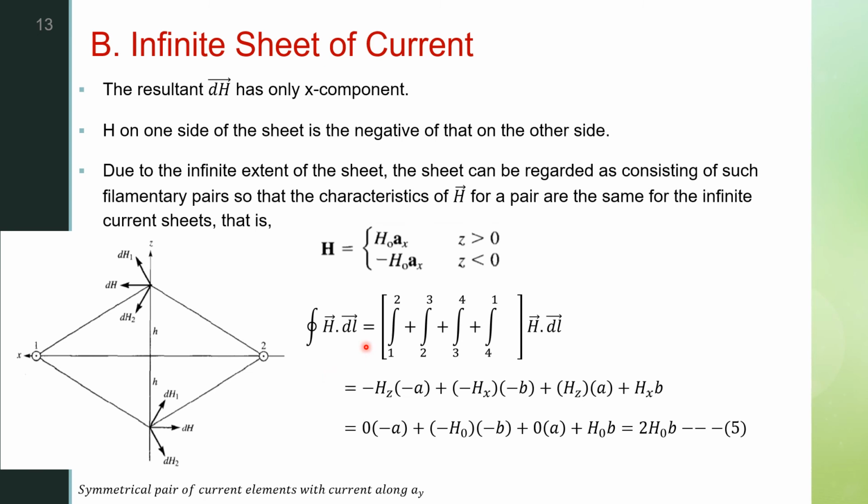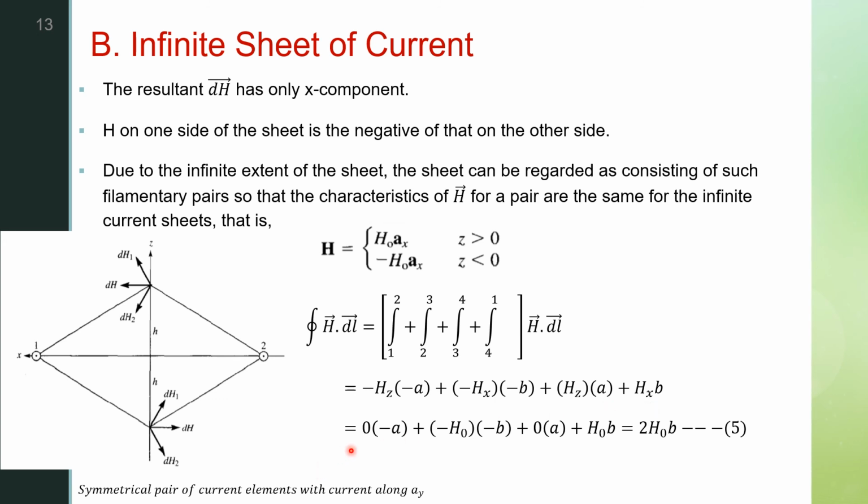Here we have to consider the Amperian path, and for us that was a rectangular box. So the path is integral from 1 to 2, plus integral from 2 to 3, plus integral from 3 to 4, plus integral from 4 to 1 of H dot dl. So let's evaluate this. That is equal to minus Hz into minus a, plus minus Hx into minus b, plus Hz into a, plus Hx into b.